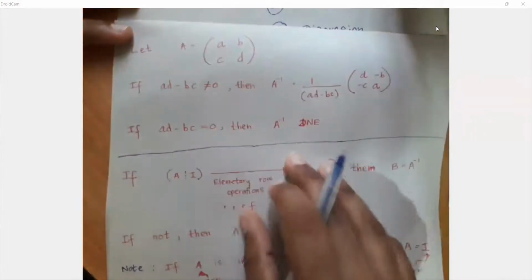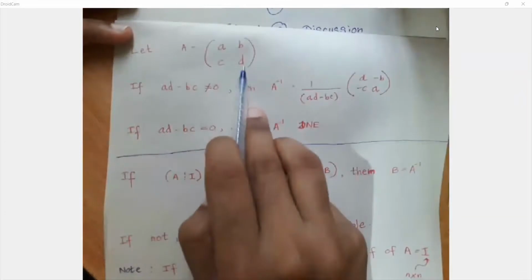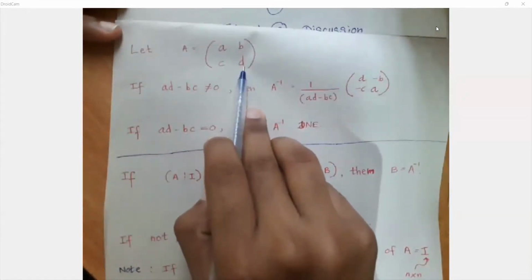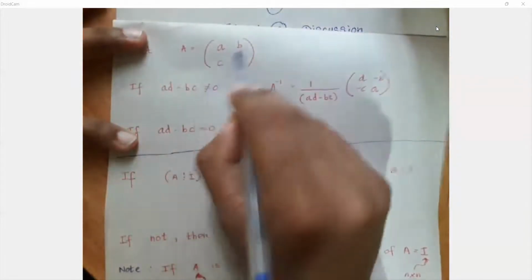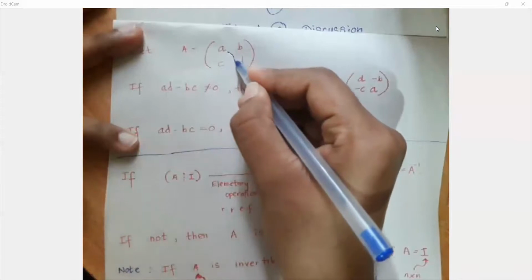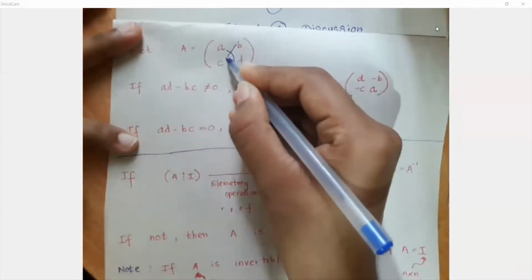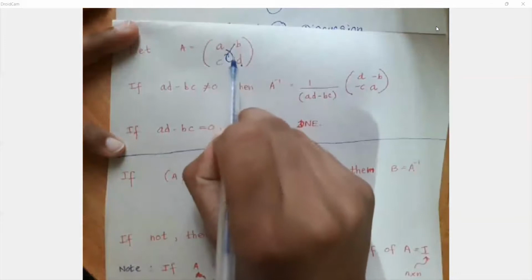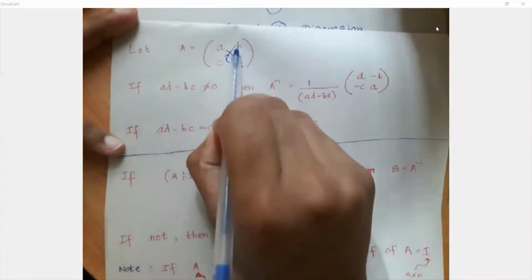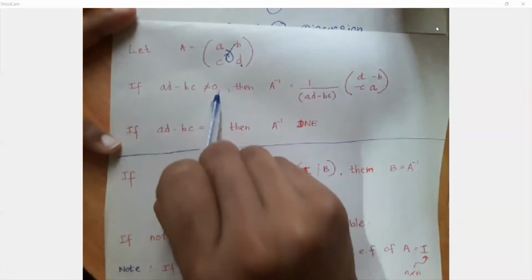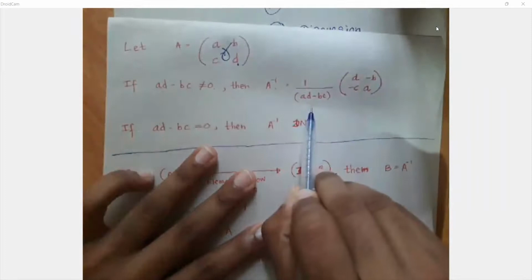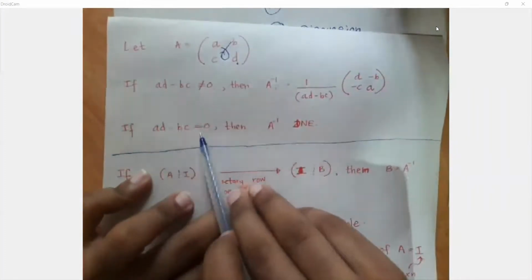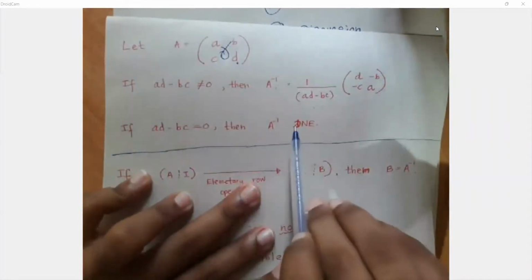Now you know, if we have a matrix like this, A, B, C, D, how to find the A inverse? First we have to check AD minus BC, A into D and C into B. If it is not equal to 0, then we say A inverse is this. If it is equal to 0, we say A inverse does not exist.